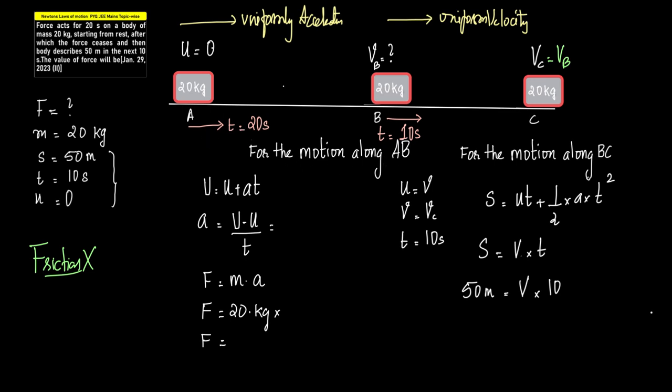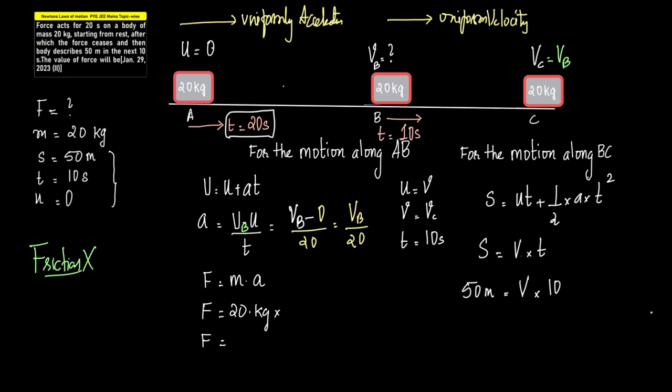For the motion along AB, u is equal to 0. The velocity at B is VB, which is something we don't know. For the motion along AB, the equation of motion is v is equal to u plus at, so a is equal to (v minus u) by t. Now what is this v? This is VB. And t here is equal to 20 seconds. Therefore we can write this as VB minus 0 by 20, which is equal to VB by 20.